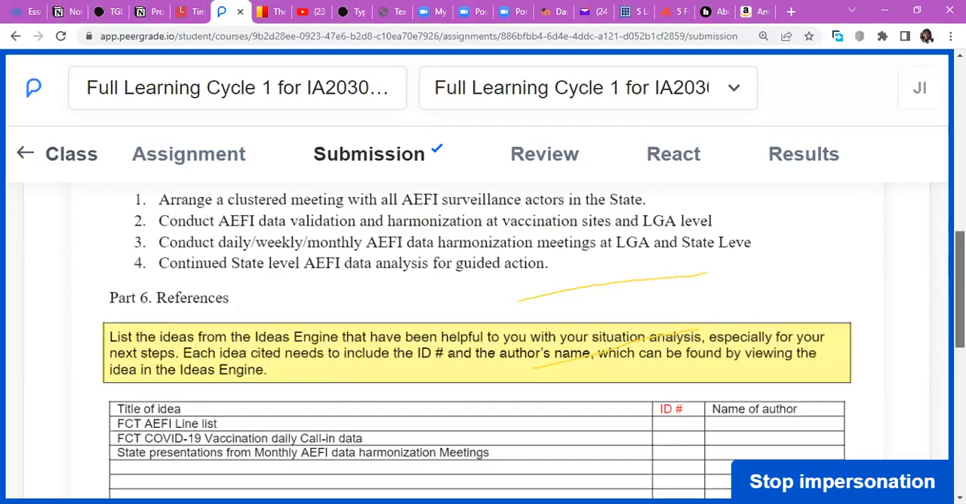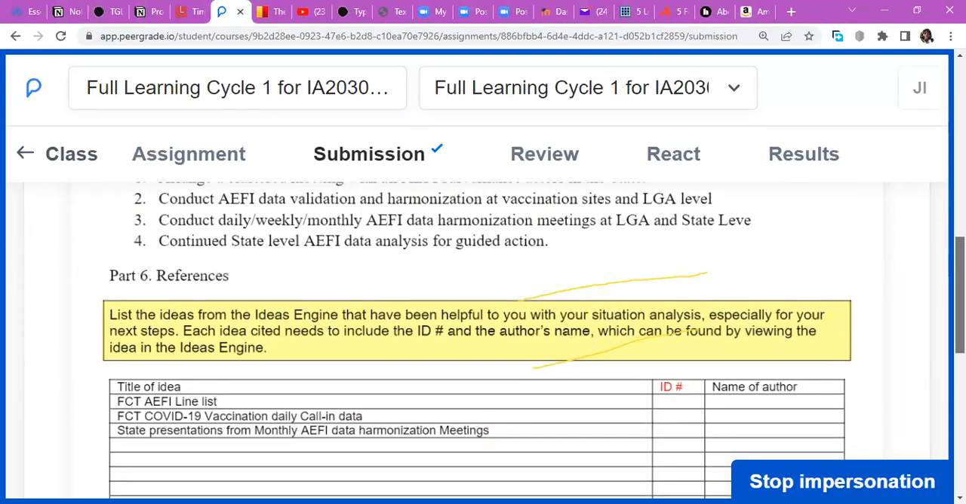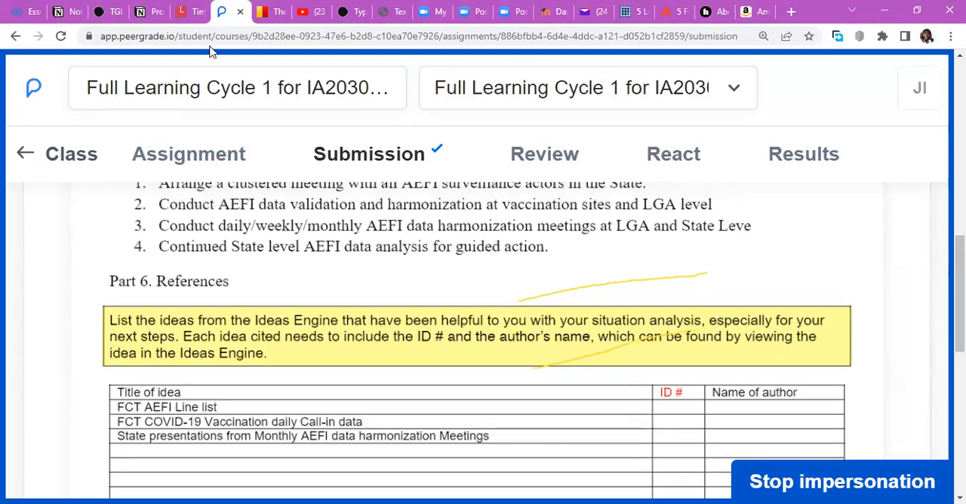So for my references, I know this is just a draft. I've not gone to the ideas engine to see materials that will support my work. Basically, what I used is the data we have at the state level, what they call in data for FCT. I used the disease surveillance officers' line listing. That is what I have used basically, but I will still go into the ideas engine to see what I can reference.